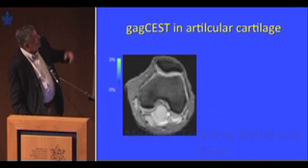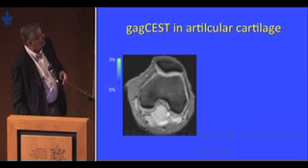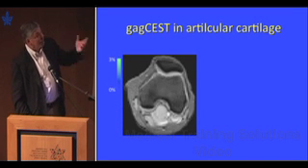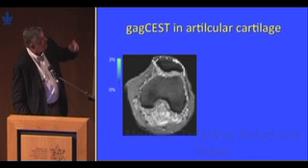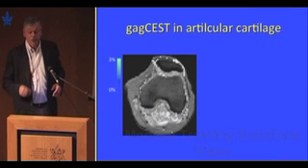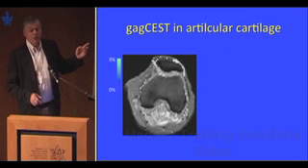So here's an example of GAG CEST. I can't see it very well in articular cartilage. You take an anatomical image and overlay the GAG CEST. It should show up, and you can see it here. It's not a very large effect, but it's measurable, it's repeatable, it's a few percent. And this was done at 3T in a normal volunteer.